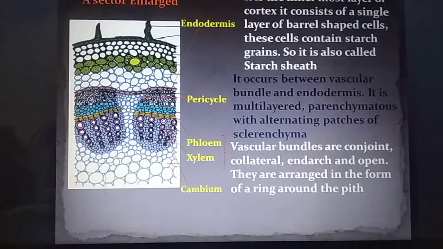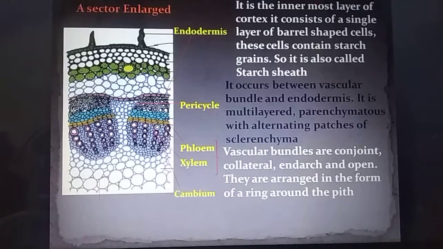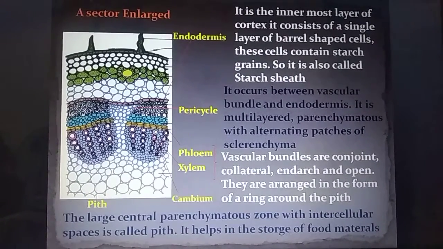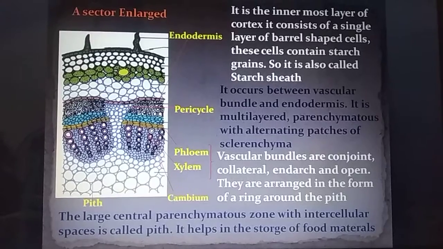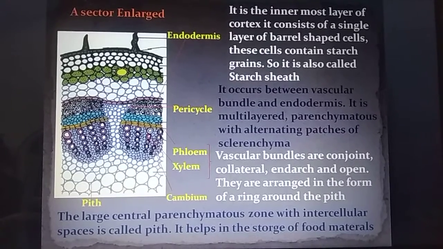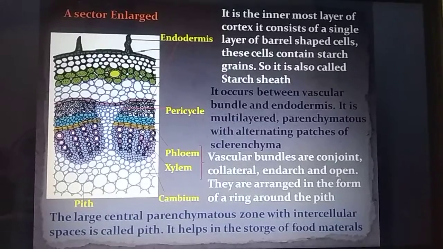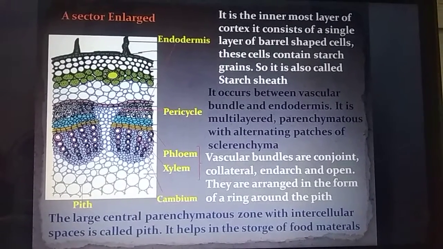Next, cambium. Cambium is present, so the vascular bundle is open. Pith: the large central parenchymatous zone with intercellular space is called pith. It helps in storage of food material.